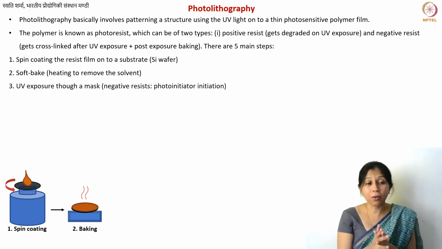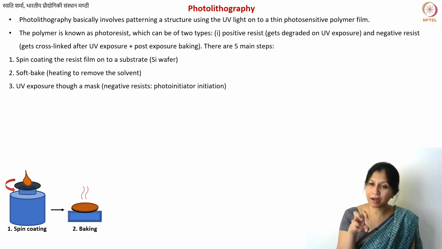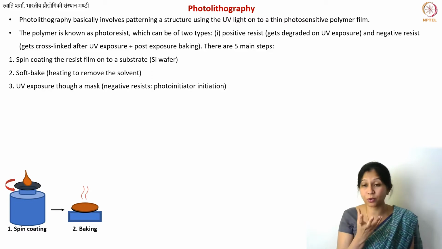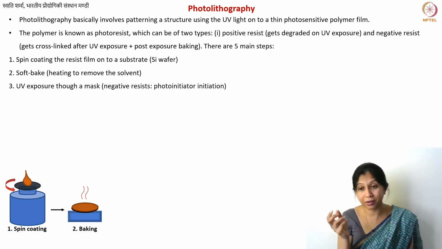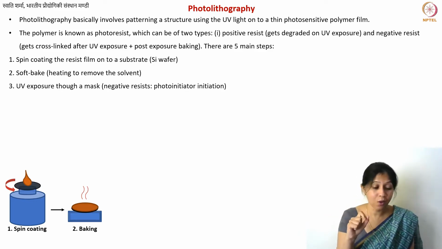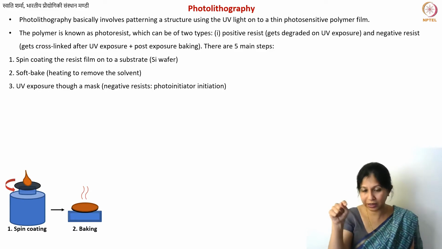Okay. Now you want to expose this entire thing to the UV light. Now will you expose the entire structure to the UV light? Let's say I'm using a negative photoresist here, which means that the parts that are exposed will become cross-linked. If I expose the entire structure to the UV light, then the entire film will become cross-linked, and that will become hard. I don't want that. What I want is, let's say, certain square patterns on top of my silicon wafer.